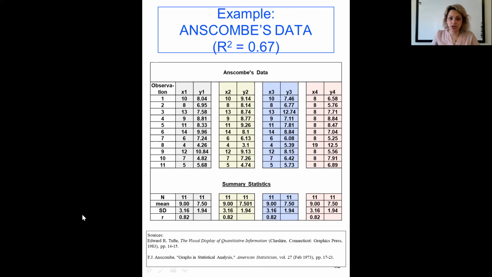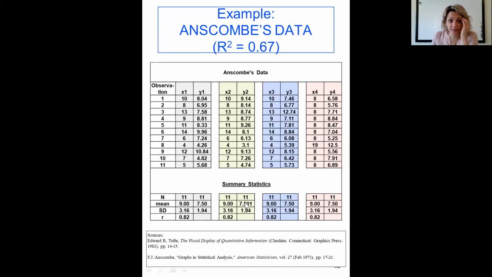You can see the correlation coefficient for them is 0.82, 0.82, 0.82, 0.82. So if you square it, you get the same coefficient of determination for all of these 4 models. For X1, Y1, and for all of them, we have 11 observations. The mean of X is 9 for all of them, and for Y it is very similar as well, almost exactly the same.